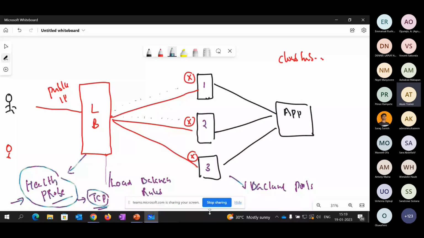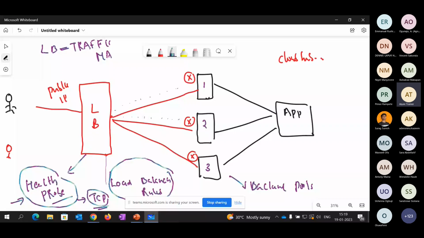Now after that, if any request is received on the load balancer, based on the rule you have configured in the load balancing rule, it will be distributed. In a nutshell, load balancers are used for traffic management. Is it clear now? In a simple way.